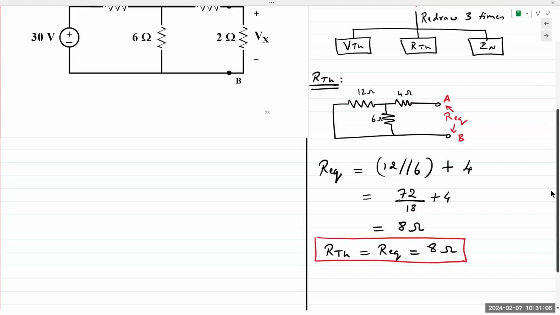All right, questions? Calculations can come later, but understand the steps.